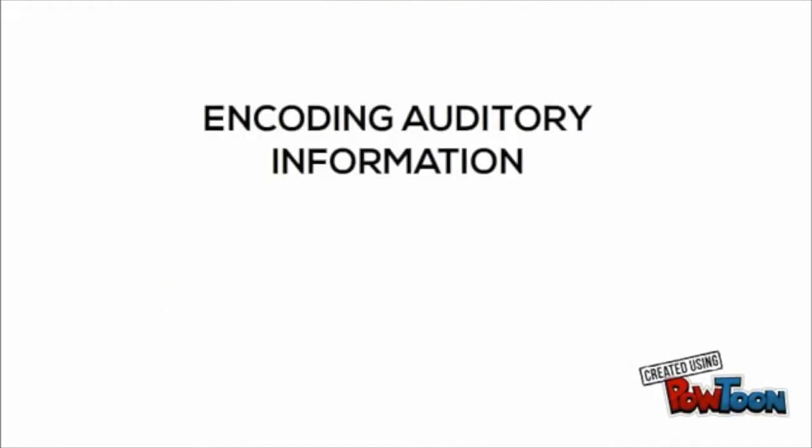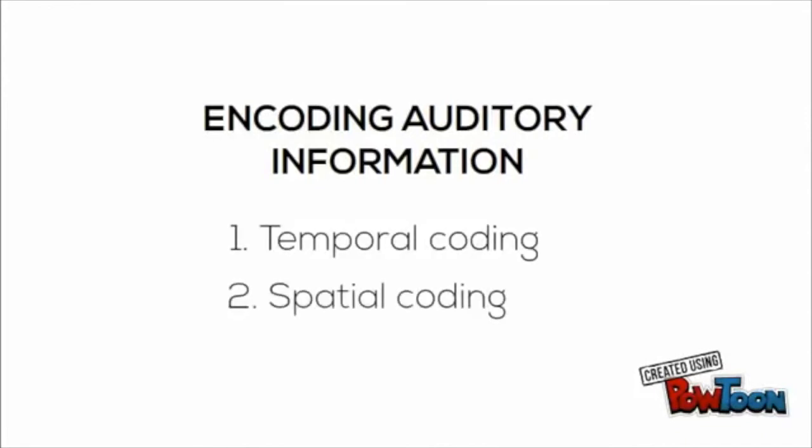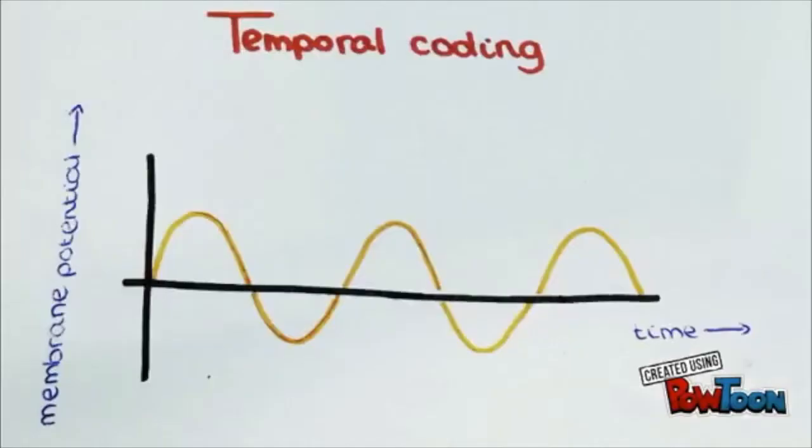Auditory information is encoded in two ways: temporal and spatial. Sounds with frequencies smaller than 3 kHz are temporally encoded. The membrane potential varies in the same way as the stereocilia move back and forth. This is called phase lock.